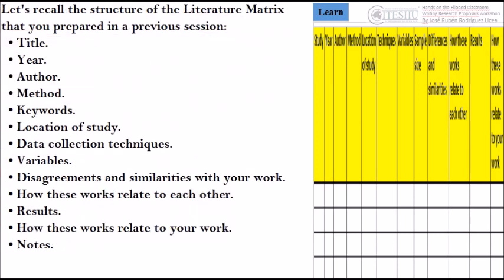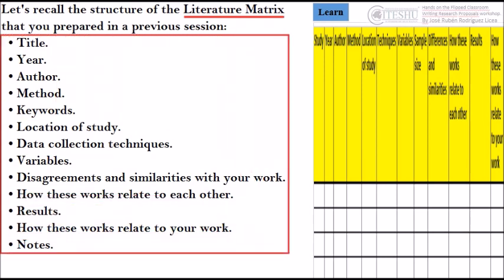Let's recall the structure of the literature matrix that you prepared in a previous session. Title, year, author, method, keywords, location of study, data collection techniques, variables, disagreements and similarities with your work, how these works relate to each other, results, how these works relate to your work, notes.